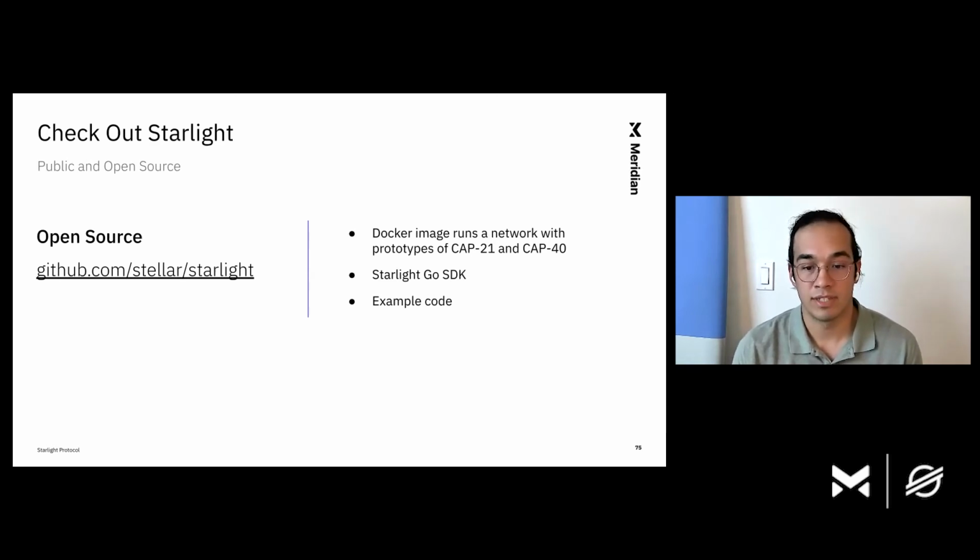In terms of what's next, we have ideas for how we can improve and build upon what we've already designed. And we're actively pursuing getting CAP21 and CAP40 accepted into an upcoming protocol release. If payment channels on Stellar interest you at all, we invite you to get involved. You can talk to us on our GitHub repo's discussion board about anything related to Starlight. And please feel free to experiment with our prototype SDK yourself.